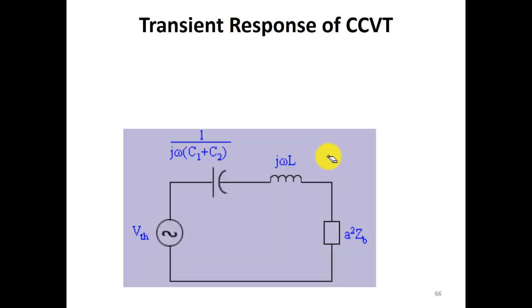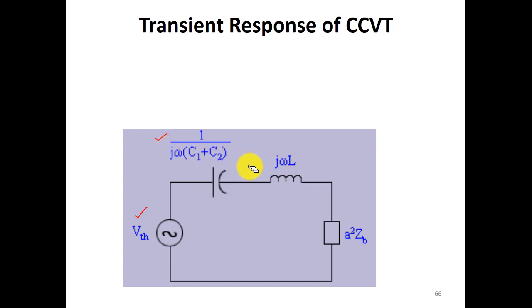How does the transient response look? Okay, let us see it. So this is the equivalent circuit, or we can say the modified or simplified equivalent circuit, where VTH is your Thevenin voltage and this is your equivalent impedance provided by the capacitors.